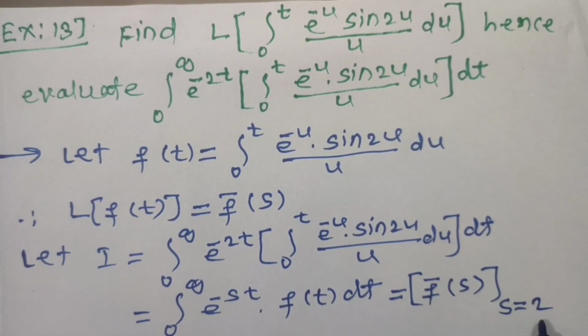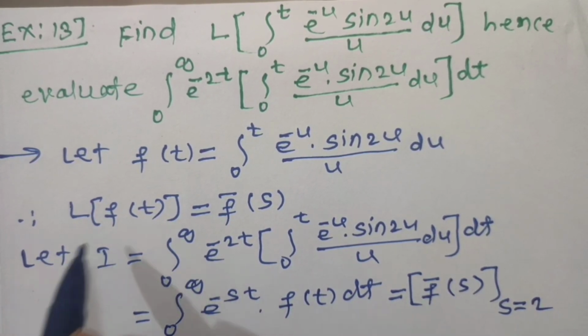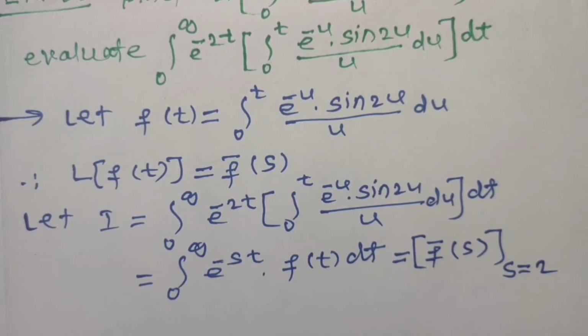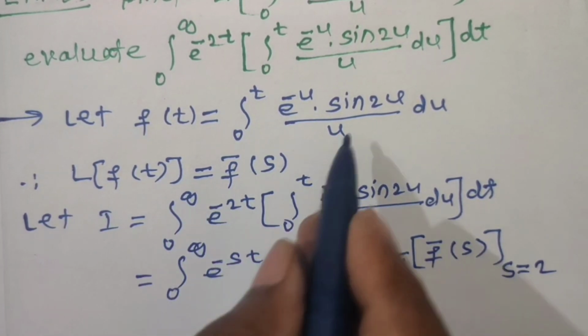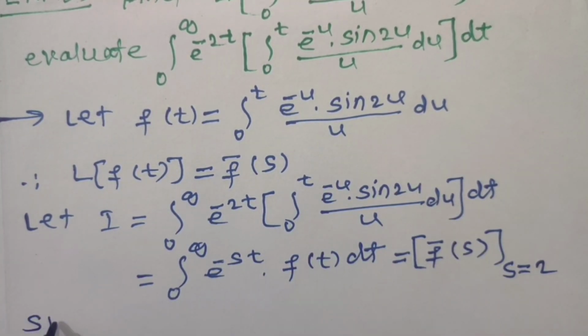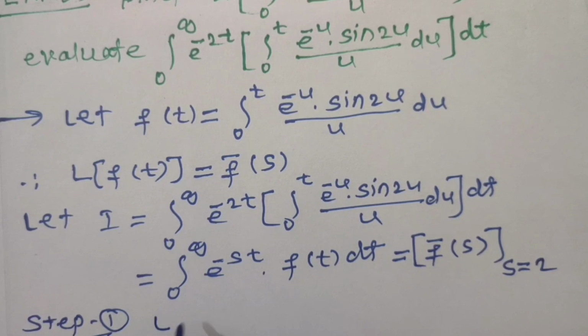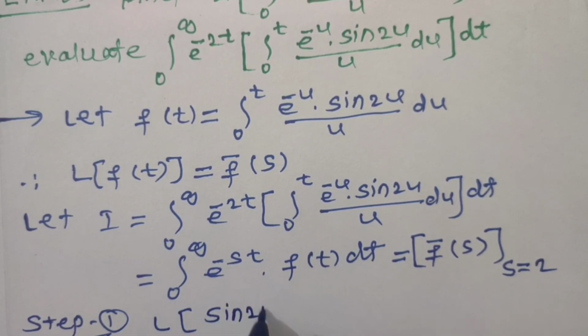f bar of s में s को 2 से रिप्लेस करो तो वैल्यू ऑफ इंटीग्रल I मिल जाएगा. ठीक है. तो f bar of s फाइंड आउट करने के लिए स्टेप नंबर 1, Laplace transform of sin 2u, and this is equal to 2 upon s square plus 2 square.